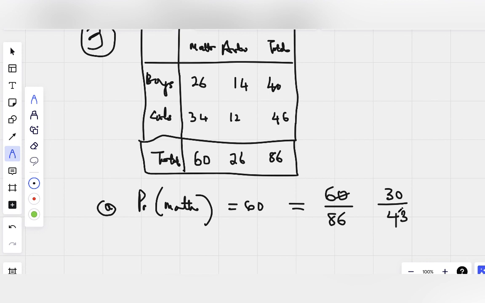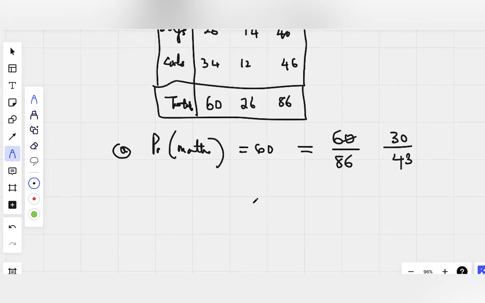When they say calculate the probability that they study mathematics, that the student is chosen at random, we have to find the total number of students that are doing mathematics in the class, which is 60, whether they are boys or girls. But if they say find the probability that the students who study mathematics are boys, you now say 26 over the total, 26 over 86. But they didn't say boys or girls. They just say find the number of students who study mathematics. So the total is 60 over the total number of students in the class, which gives us this probability. Is that okay?